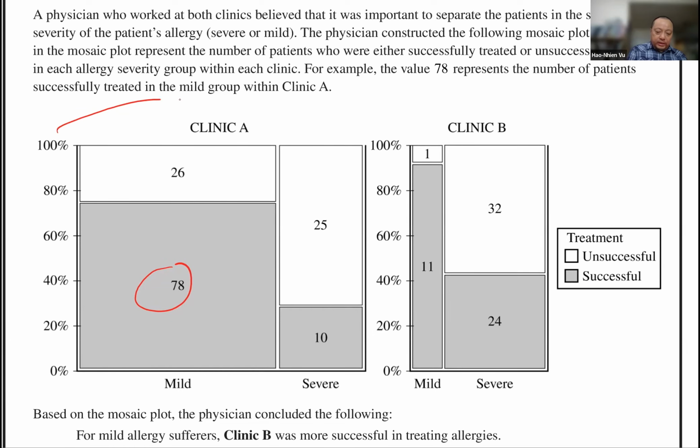So this whole graph is part of Clinic A. This number 78 is for mild allergy, and it's dark color, so that represents success. Light color represents non-success, and over here is mild, severe, and all of the left graph is Clinic A, and all of the right graph is Clinic B.